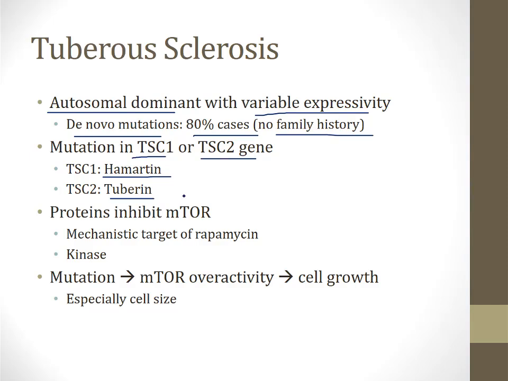Both of these are proteins that inhibit something known as mTOR. mTOR stands for the mechanistic target of rapamycin. It is a kinase enzyme, and so when there's a mutation, mTOR is not normally inhibited and it becomes overactive, and that leads to cell growth, especially growth in cell size. And this is what leads to non-malignant or benign cells, but they are overgrown in size and they form a disorganized ball, which is a hamartoma.